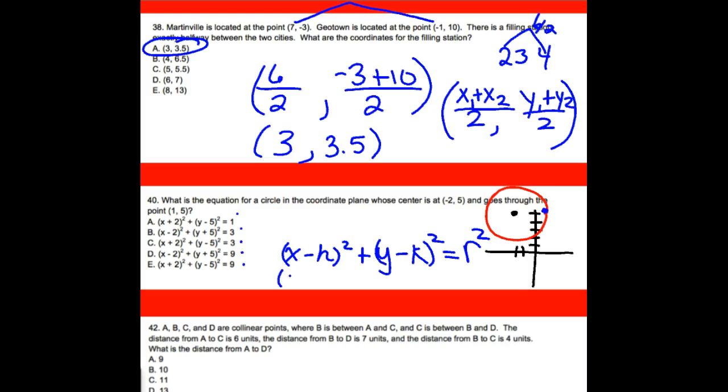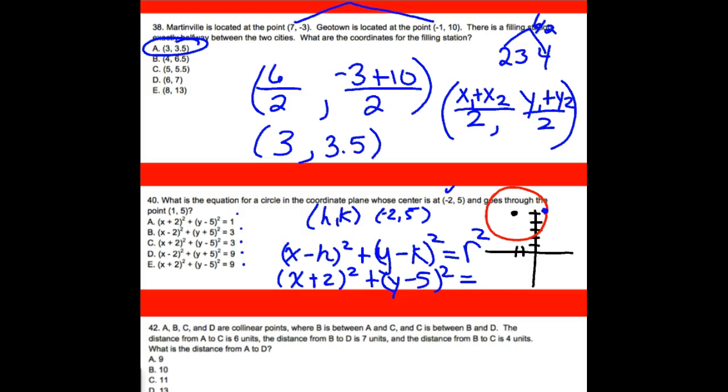So I have to do x minus, remember this is when it's centered at h comma k, mine is centered at negative 2 comma 5, so I do x minus a negative 2, which is (x plus 2) squared, plus (y minus 5) squared. Notice these are just opposites. When you subtract, you end up taking the opposite, so minus the negative and then minus positive, is equal to the radius squared. Now what's the radius?